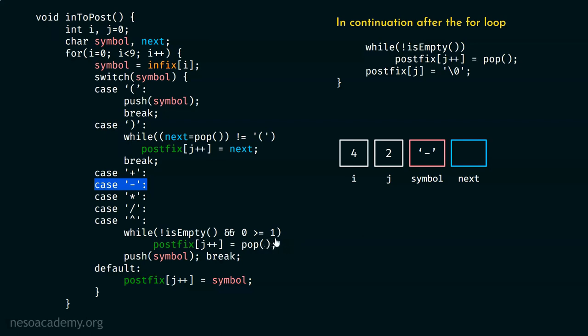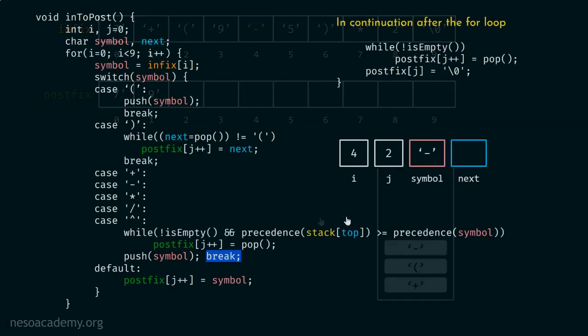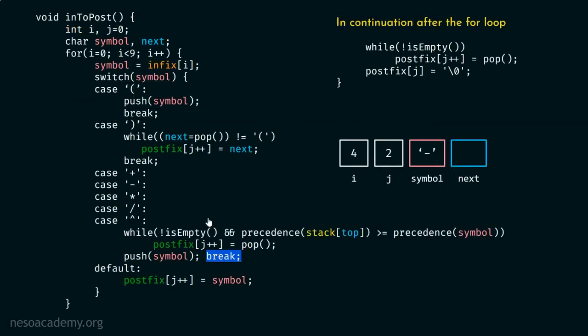Is 0 greater than 1? Is it true? No, it is false, right? Therefore, this condition becomes false. This whole thing becomes false. The precedence of the topmost element of the stack is actually less than the precedence of the current symbol. That's why we can push this symbol onto the stack, right? Therefore, this statement will be evaluated. We'll simply push the current symbol onto the stack, right? After this, the next step is to break out of this case. We will land at this point, I++.